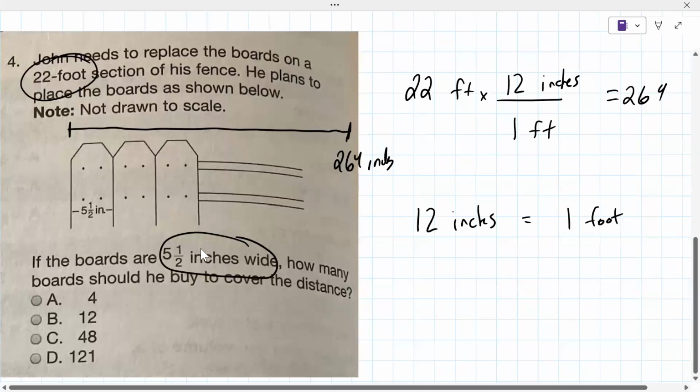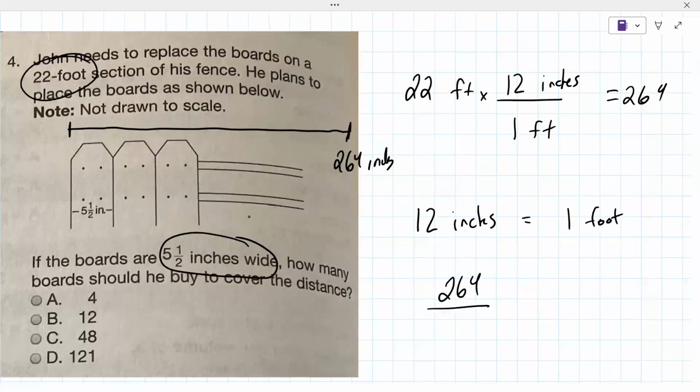How wide is each board? 5 1/2 inches. It's a mixed number. That's right. Well, you can call it 5 1/2 or 5.5. You can also convert it to a decimal, 5.5. So each board is 5.5 inches. If we take 264 and divide it by 5.5, we will figure out the number of boards. So could you do that calculation for us, please?